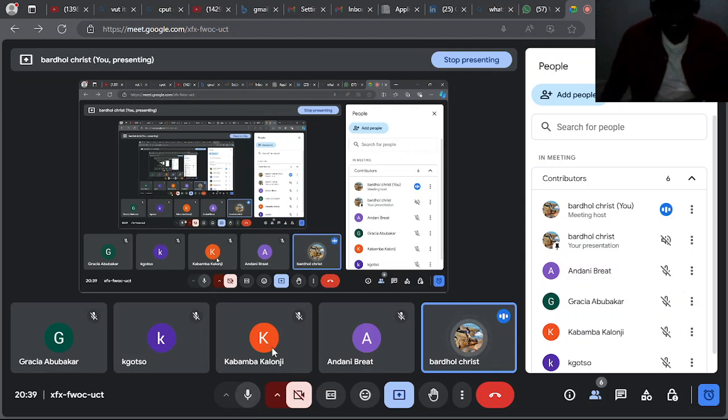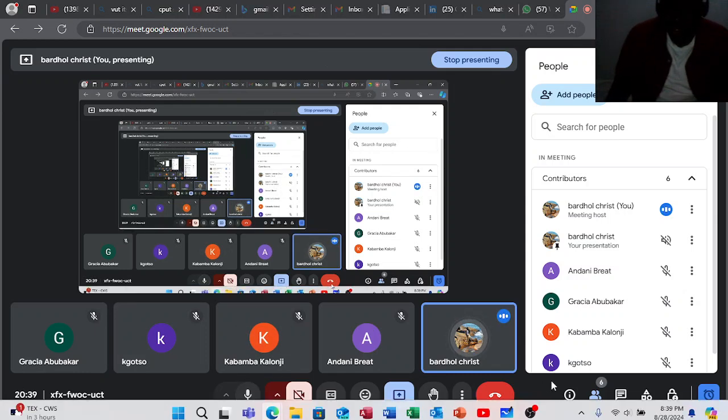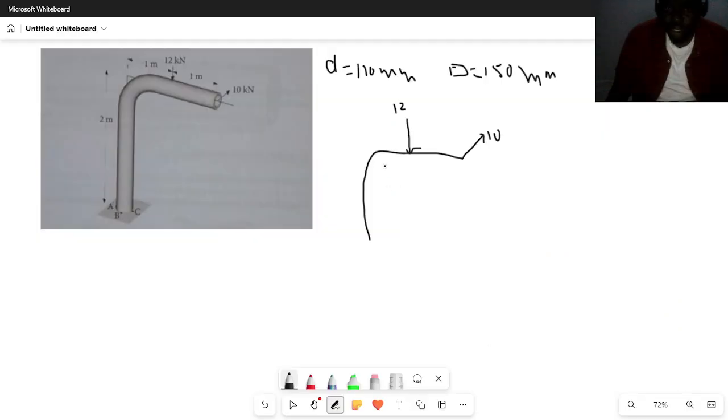Okay, sorry guys, I was on the call. What were you talking about? Sorry for the cut. Okay, this is what's happening. We have a force of 10 kilonewton pushing this way. Now we have to know what is the effect of each force under this element here.